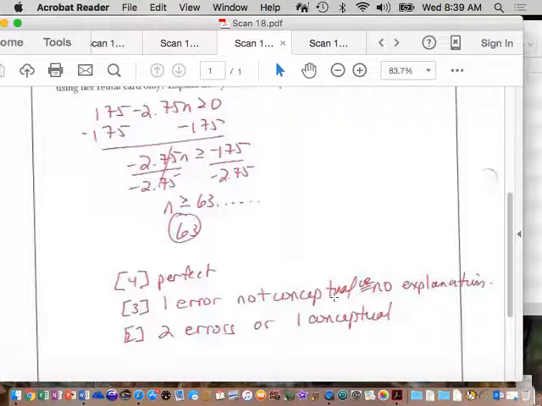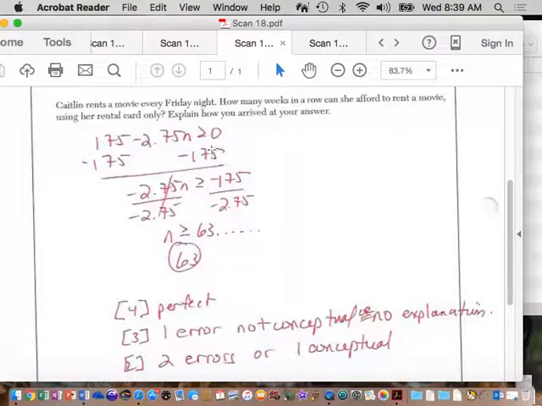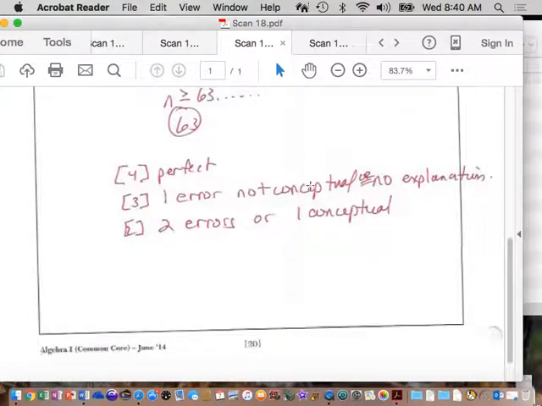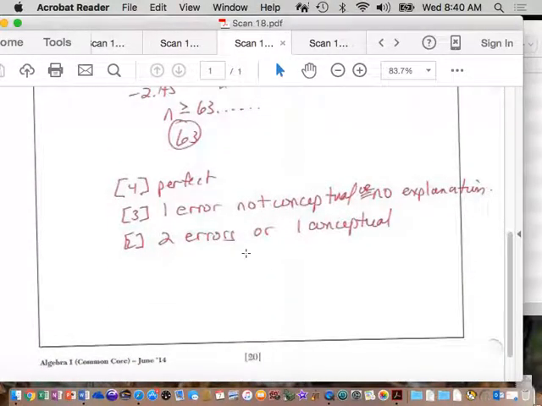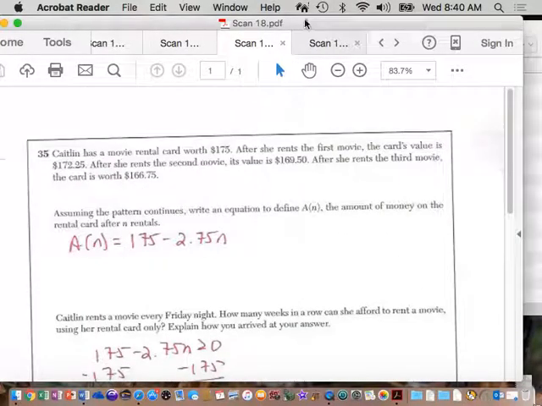That's not conceptual. A conceptual error would be something like less than or equal to, as opposed to greater than or equal to. Or 2.75 minus 1.75n. That would be conceptual. Okay? 2 errors or a conceptual error, 2 errors or more is 2 points. Okay?